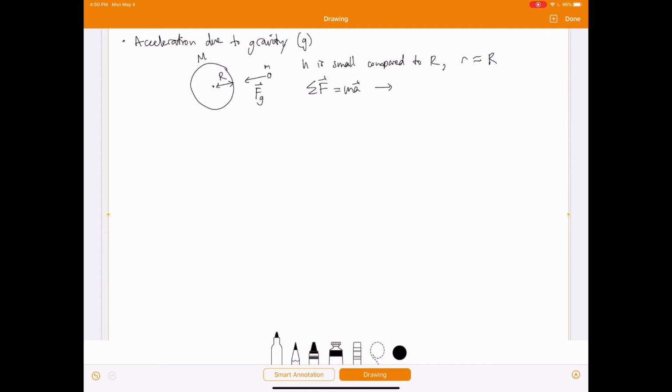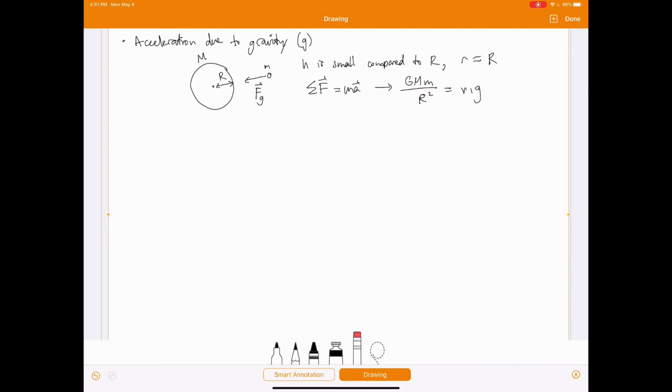Now, if we apply F equals ma to this object, here's what that will give us. Let's, for now, just think in terms of magnitudes, okay? The magnitude of this force of gravity is G, big M, little m, divided by r squared. And on the other side of the equation, I just have mass times acceleration. Now, what we call this acceleration is g. So instead of ma, I'm just going to write mg because little g is just a special type of acceleration.